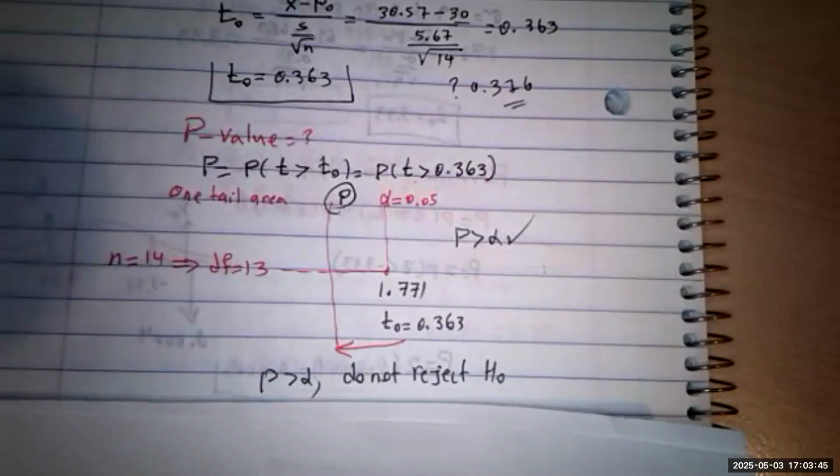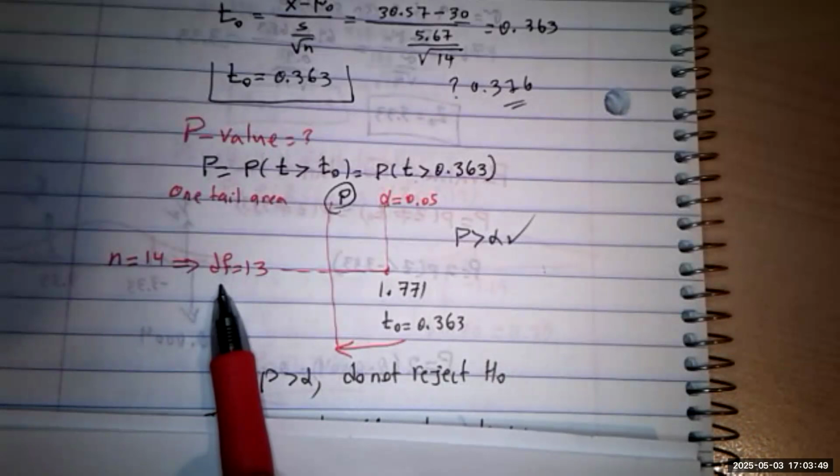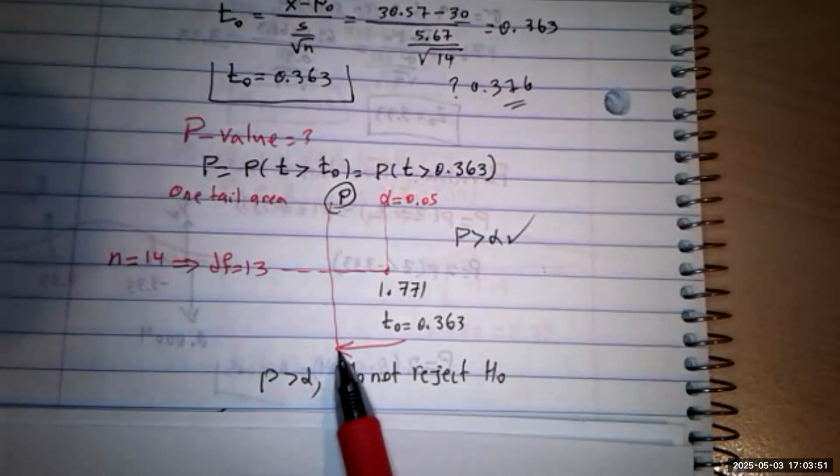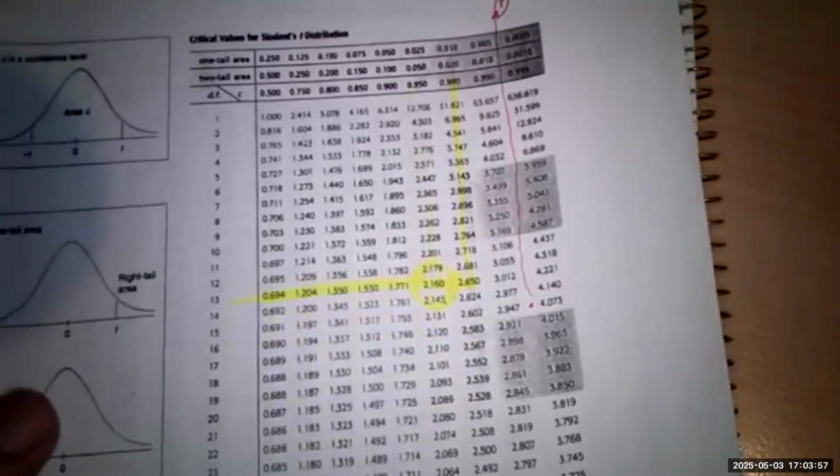Now, in this case, we have a sample size of 14. You have to find the degree of freedom. The degree of freedom is 13. So what you do is you go to the 13. You see, that's the 13.